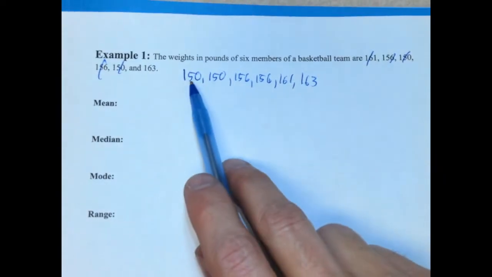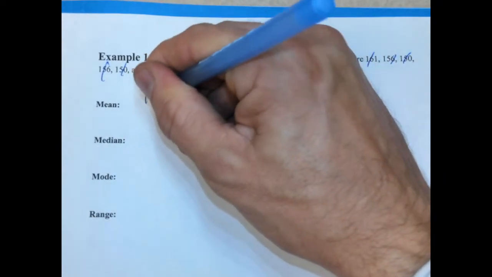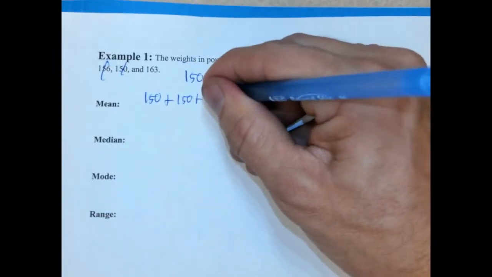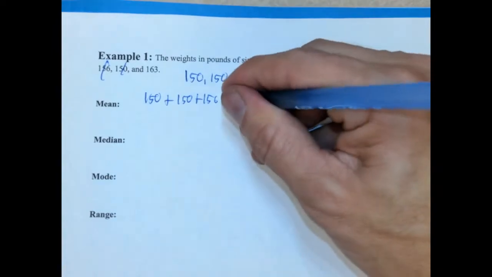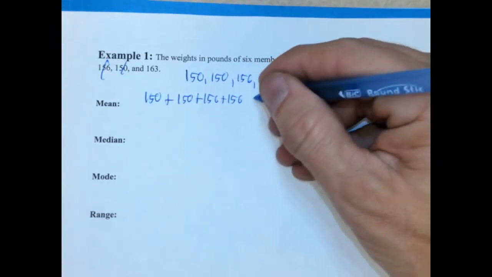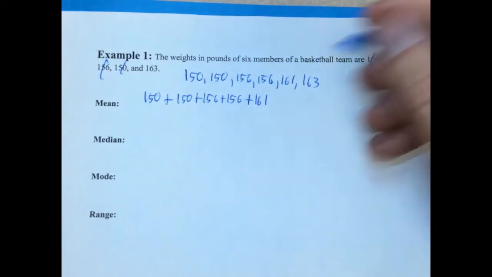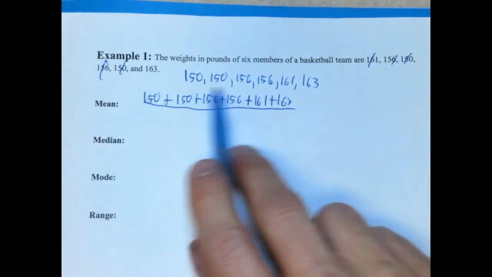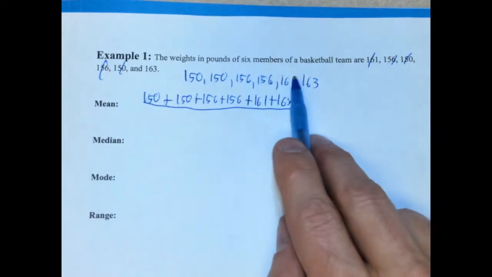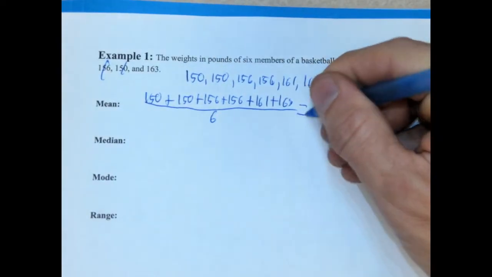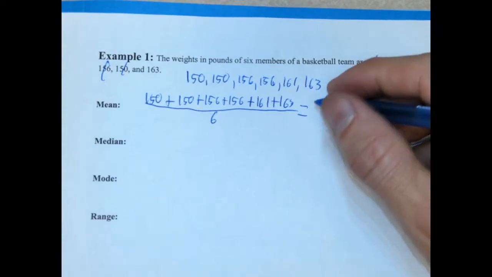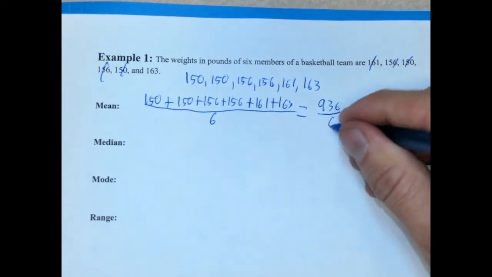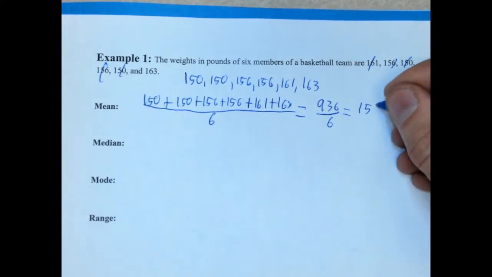Okay. So the mean is the average. We're going to add these all up, so 150 plus 150 plus 156 plus 156 plus 161 plus 163. We're going to divide that by how many data points there are. So 1, 2, 3, 4, 5, 6. And that should equal, I already wrote this down here, 936 is the sum up here. So divide that by 6, we're going to get 156 is the average or the mean.